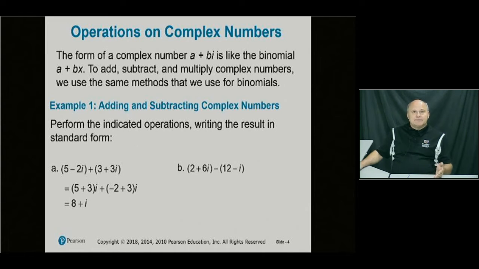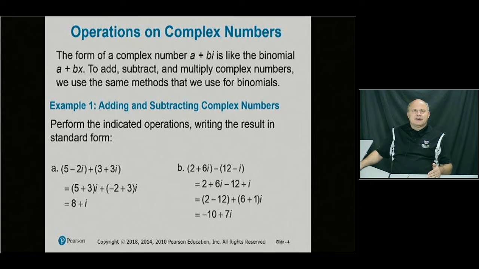When you're subtracting them, it's the same idea. You just subtract their components. So what are the like components? Well, the 2 and the 12. So you subtract those. What's the other like component? Well, the 6i and the negative i. Those are like components. So we get 2 plus 6i. And they're going to distribute the minus. So it'll be a minus 12.